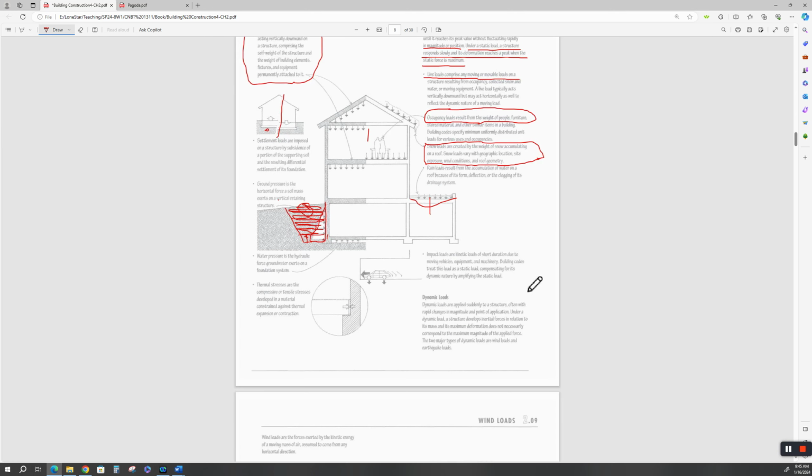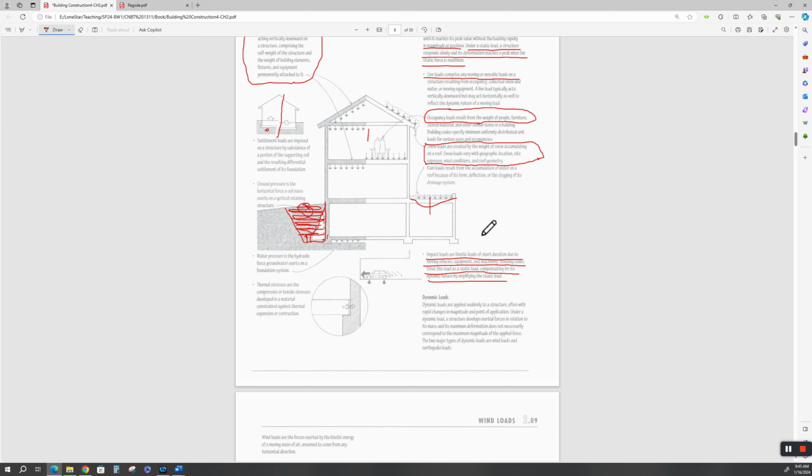Or a dynamic load. In the study of engineering, you take statics and dynamics. Okay, impact loads are kinetic loads of short duration due to moving vehicles, equipment, machinery. Building codes treat this load as a static load, compensating for its dynamic nature by amplifying the static load. A good example of this would be a car in a parking garage. These cars come flying in there. Let's say the car weighs 4,000 pounds, but it's moving 30 miles an hour and it slams on its brake.